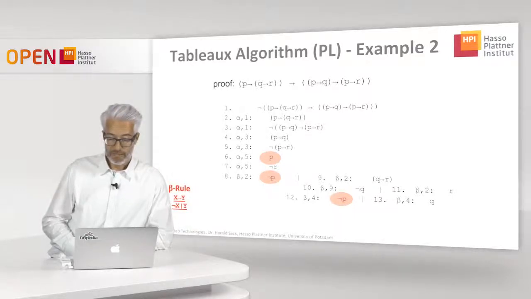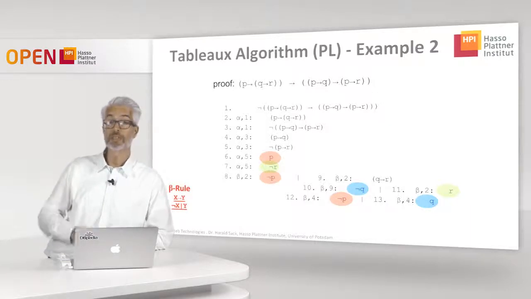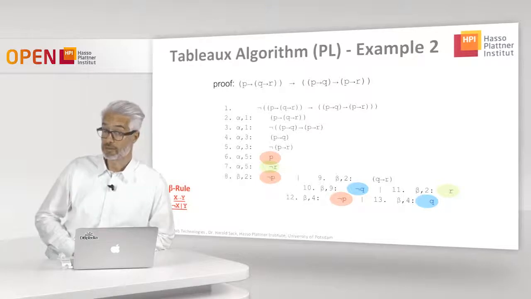Okay, let's have a look at some other branches. So this one here, R and not R, they are closed. Okay, one branch left, Q and not Q. Yeah, all branches closed. No more extension rule to be applied. And this means the tableau is closed and the original unnegated formula holds and is consistent.